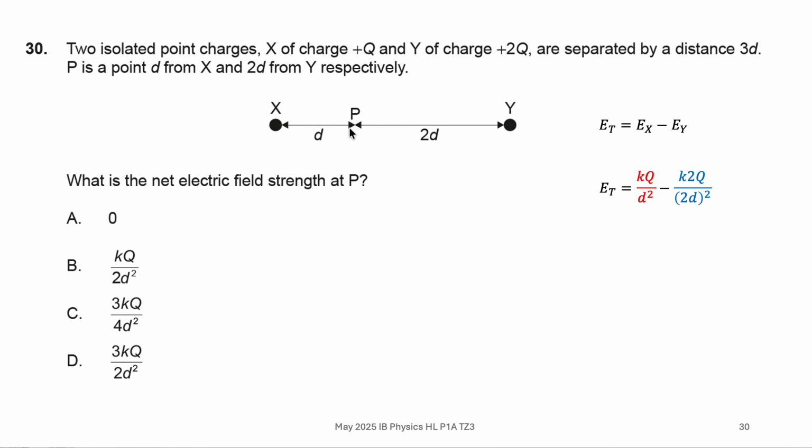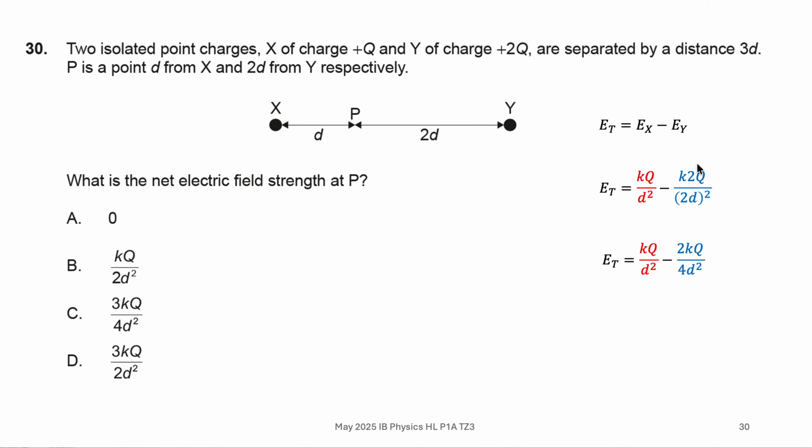Okay, if we're at a position, a distance, of D away from X, we know the field from X is just KQ over D squared, where this comes from our equation for the electric field around a point charge. On the right hand side, we've got a slightly more complicated one. We've got charge equal to 2Q, so that's going on the top, and we've got a distance 2D. And we notice that that 2D is going to get squared.